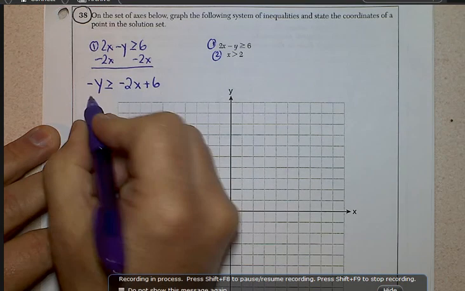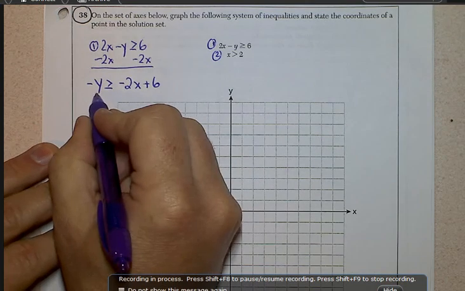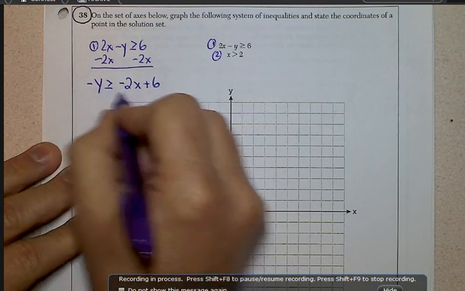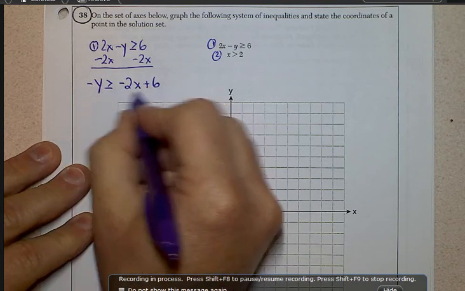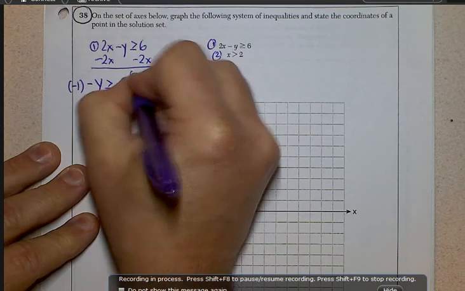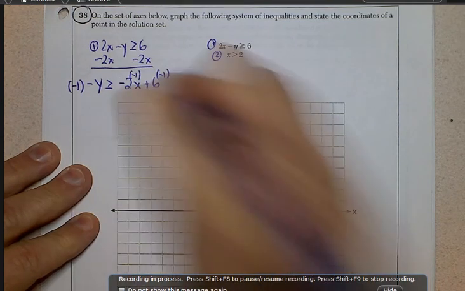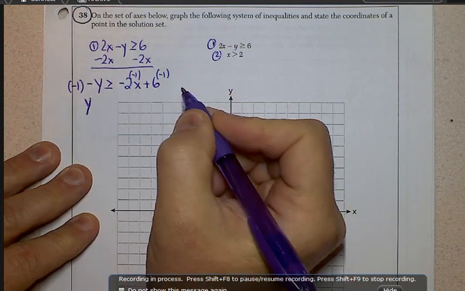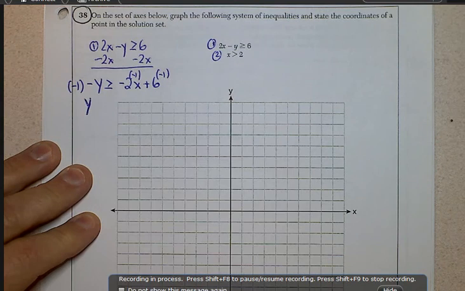I'm not interested in a -y. I want a positive y. So we're going to have to multiply this by -1, which means we have to multiply this entire side by -1. So I'm going to multiply this side by -1, and I'm going to multiply this entire side by -1. That becomes a positive y. But remember, when we multiply a side by -1, when we're dealing with inequalities, we have to switch the inequality sign.